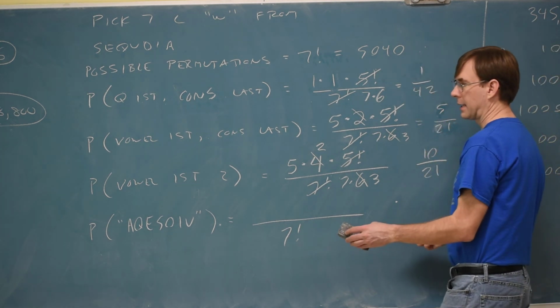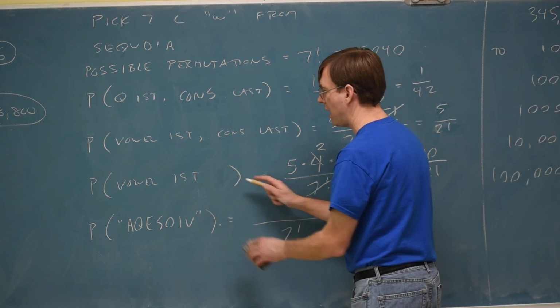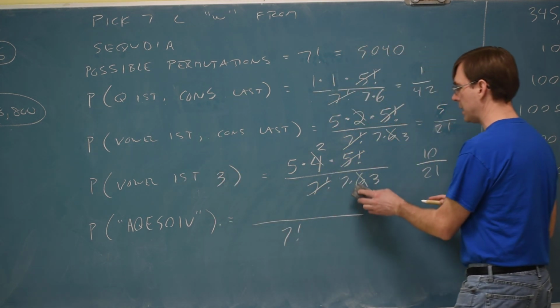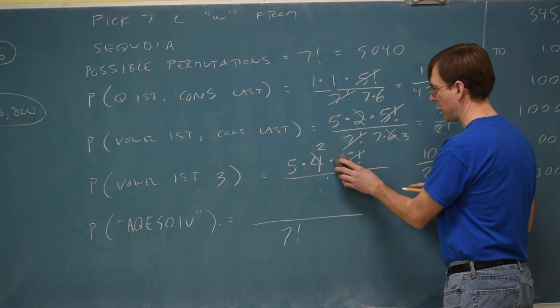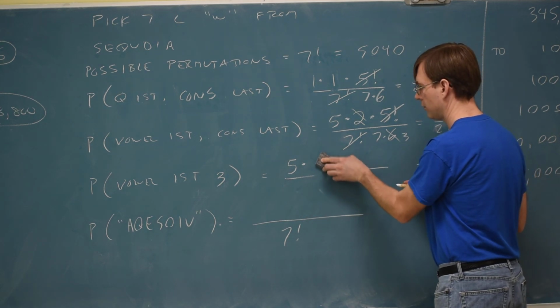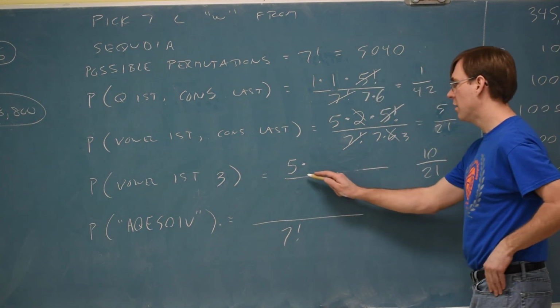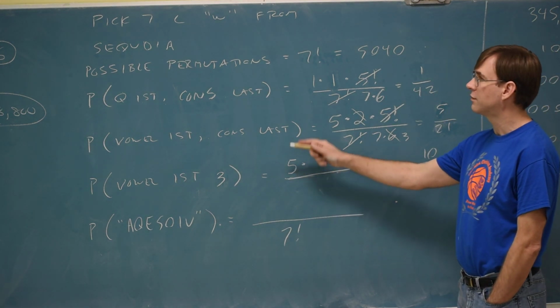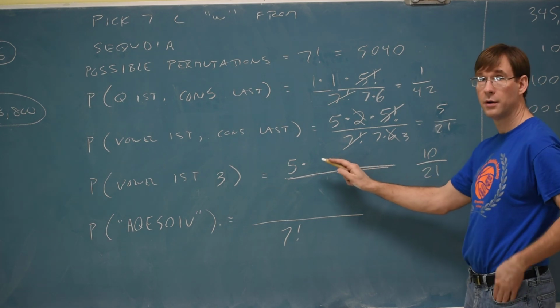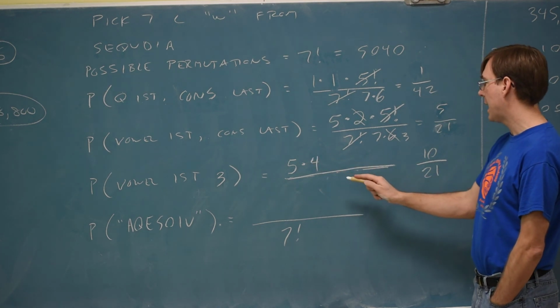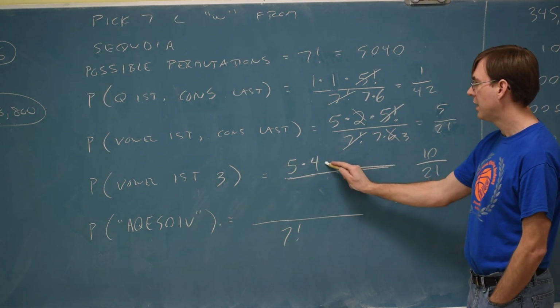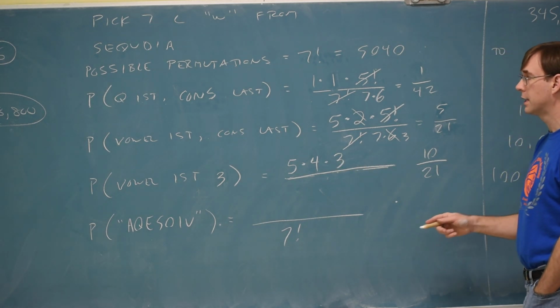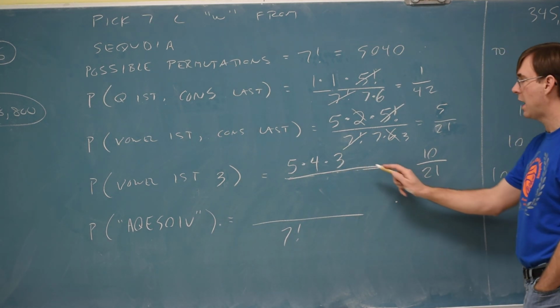Let me double back to this one and let me do vowels for the first 3, just to get a little bit of a different thing than what we've been doing. If I want to go vowels in the first 3 slots, I'd go 5 for the first vowel because there's 5 vowels in the word. I'd go 4 for the next one because I'm short 1. I do 3 for the third one because I'm decreasing every time I pick a vowel.